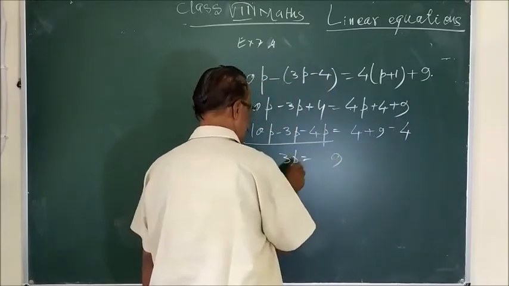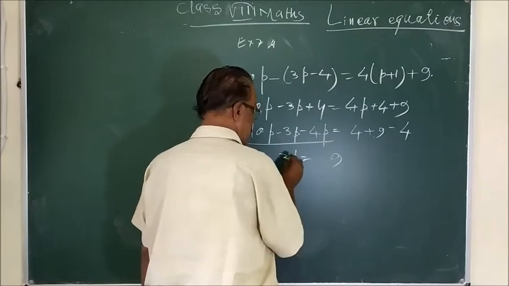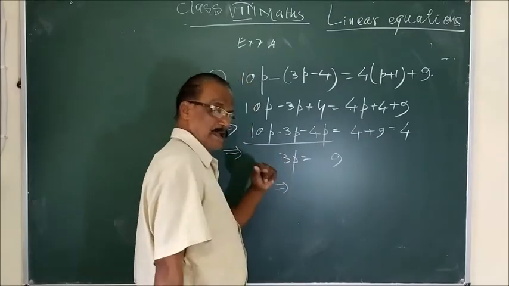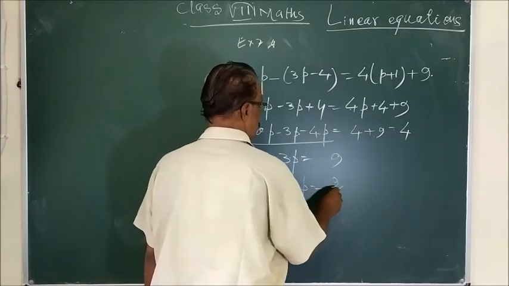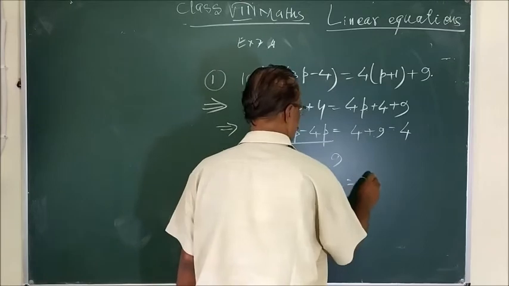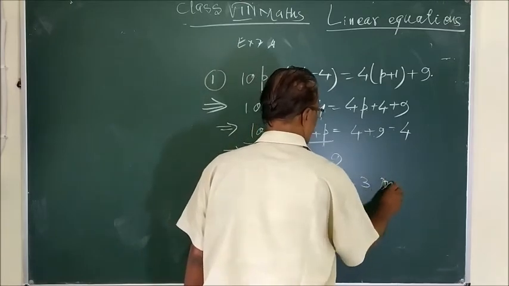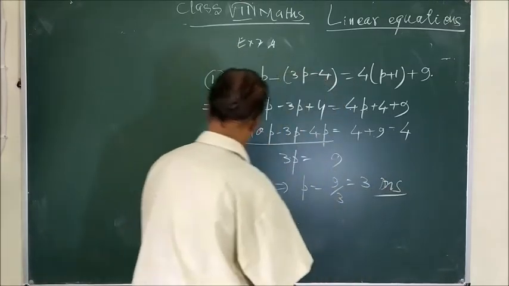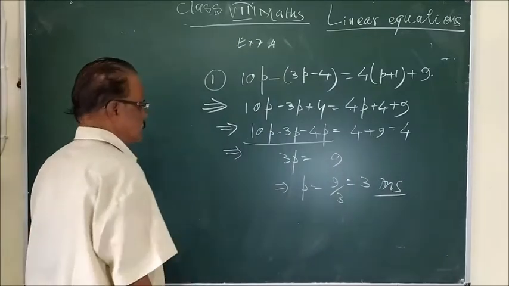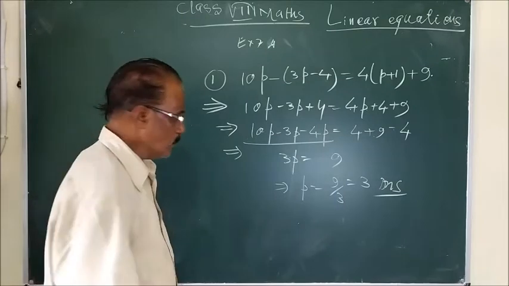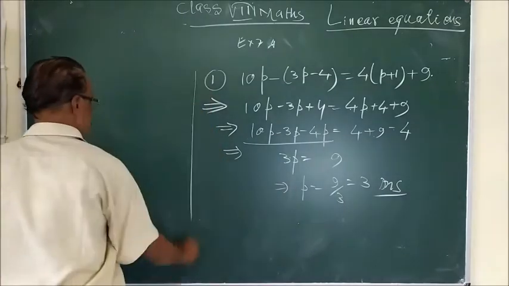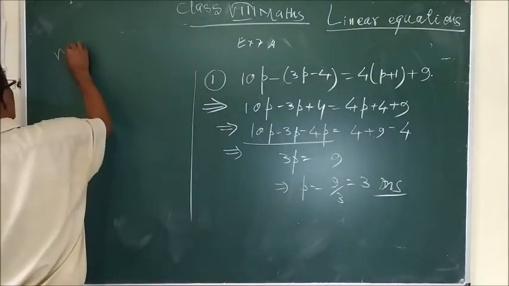Now you transfer 3p from left to right. 3 into p, यहाँ मल्टीप्लिकेशन है, यहाँ डिवाइड हो जाएगा. p is equal to 9/3 is equal to 3. This is the answer to question number 1. Now question is check, verify whether you are right or wrong. तो इसको चेकअप करते हैं, वेरिफिकेशन.